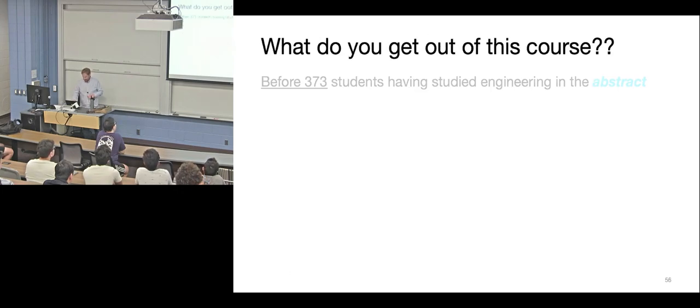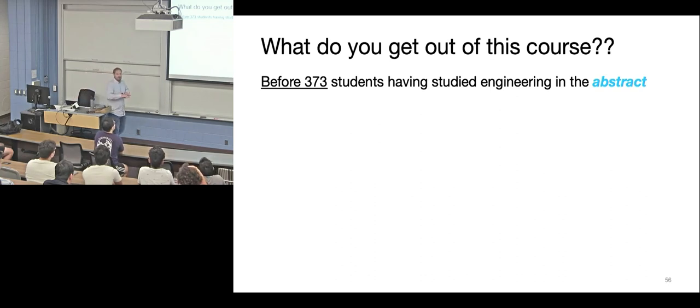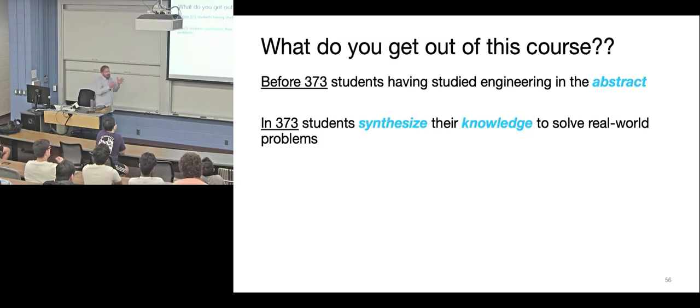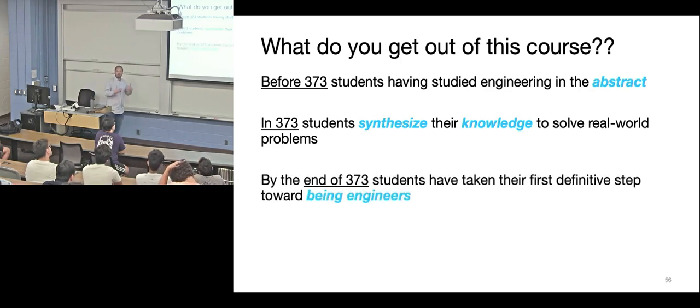Let's see. So to get out of this course, in my view, before 373, students basically learned engineering and computer engineering in the abstract. It was like, aha, if I had this mythical computer, then I would write code for it and it would do something, like 370 style. But then you take this class, and you're actually taking the knowledge and synthesizing it to solve some real-world problem. And after this course, I think of this as, at least for a computer engineer, really stepping up and being an engineer. Because now, after this course, you can point to any of those IoT objects and basically say, yeah, I can make that. I can make a smart speaker.